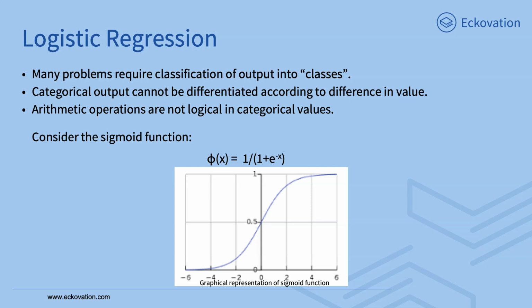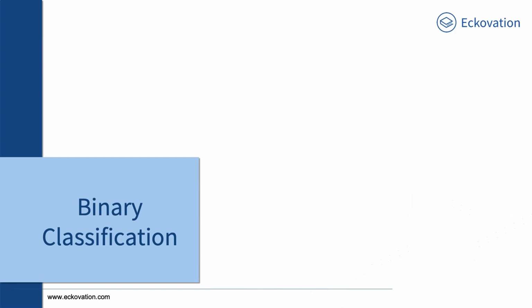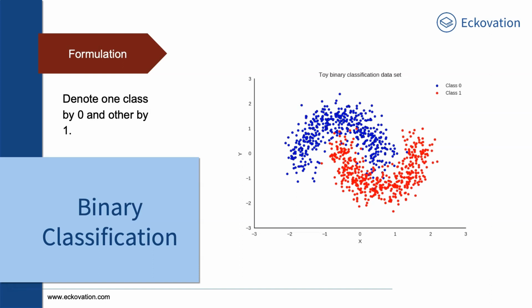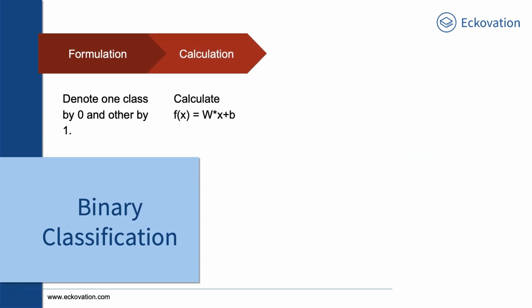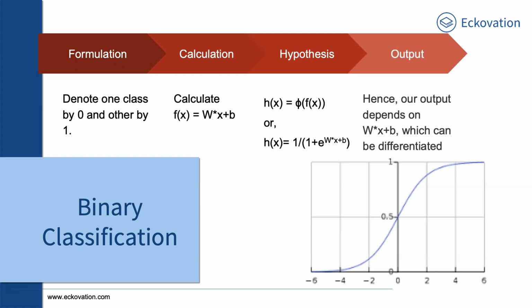As discussed, we will denote one class by 0 and the other by 1. Now we can use our earlier hypothesis to calculate wx plus b. If we feed this to the sigmoid function, we will get output between 0 and 1 that can be rounded off to one of the values. Hence, we got categorical output that depends on the previous equation, wx plus b. Problem solved. We can now use gradient descent to optimize our model.